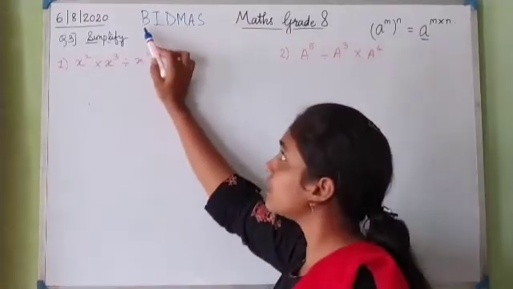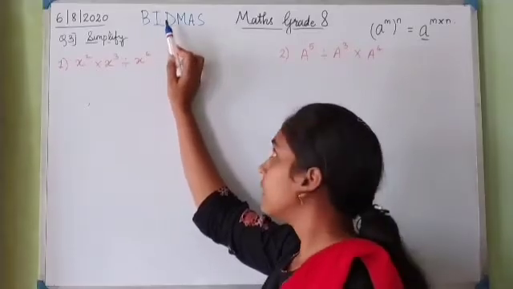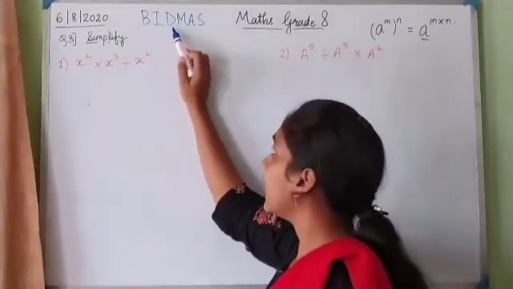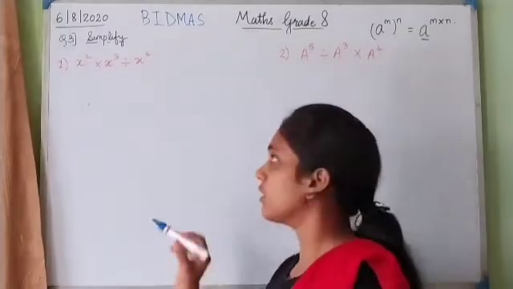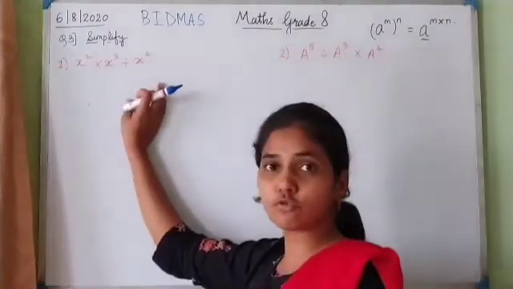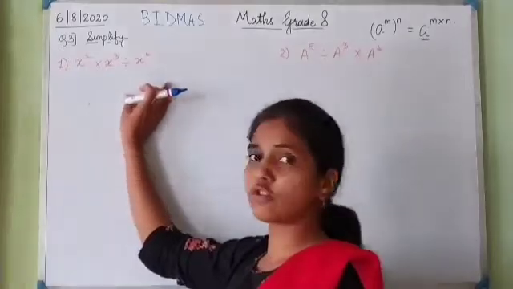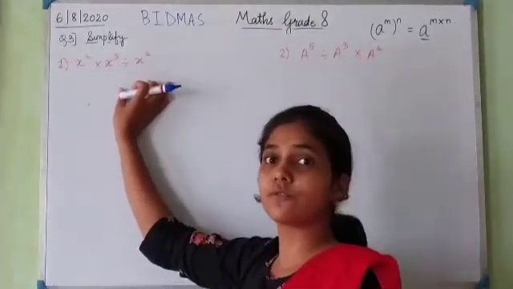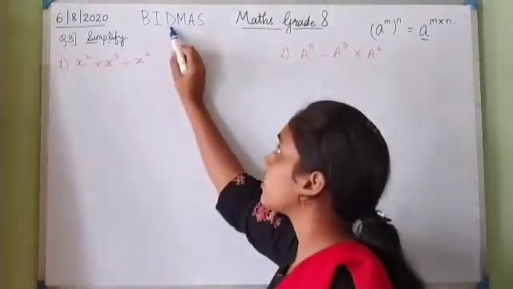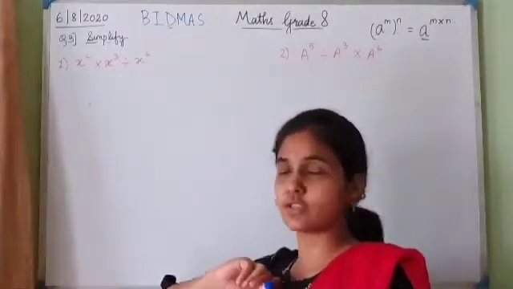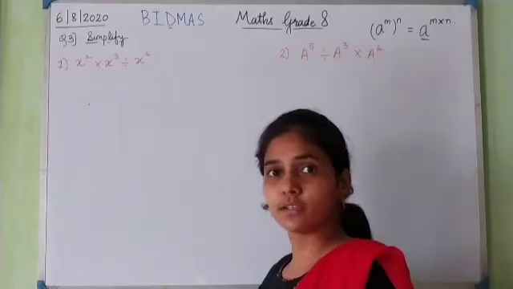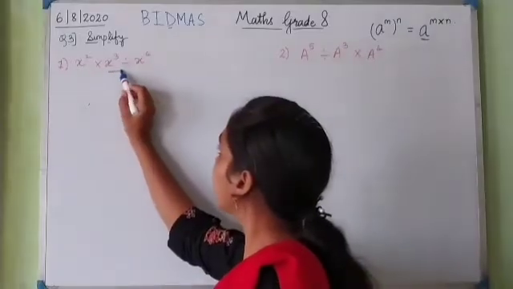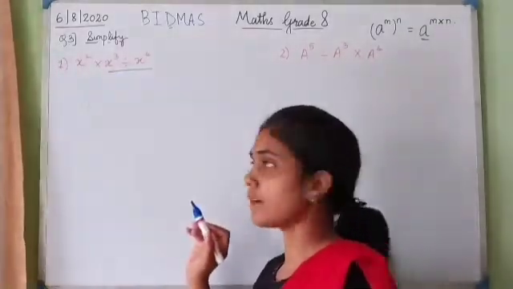BIDMAS rule means first you have to solve the bracket, then the indices, then the division, multiplication, addition and subtraction. So here there are indices to solve, but in indices also first what we need to solve? The division first, right? Because there is division first. Okay. So I solve the division part first. So this part is of division. So I solve this part first.